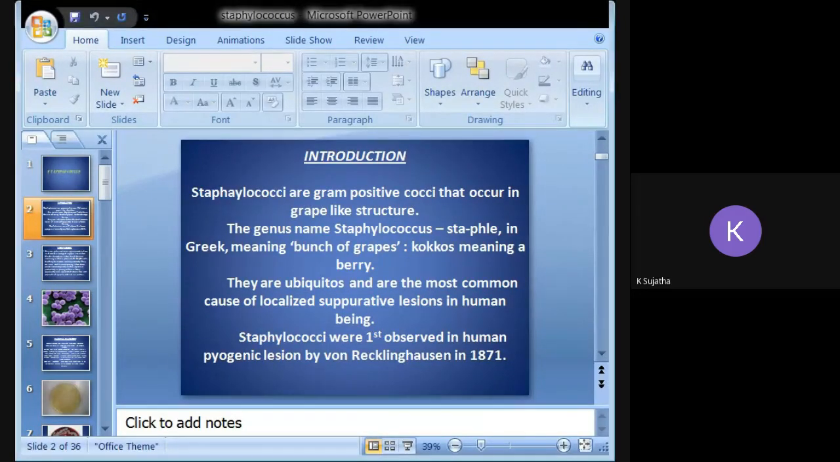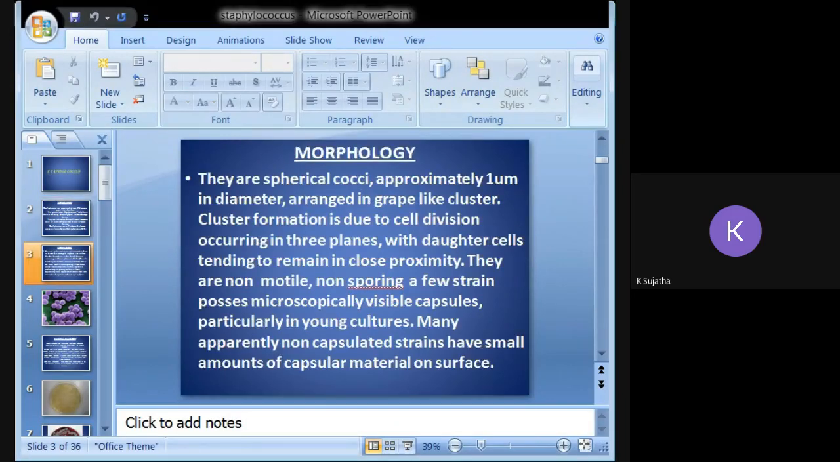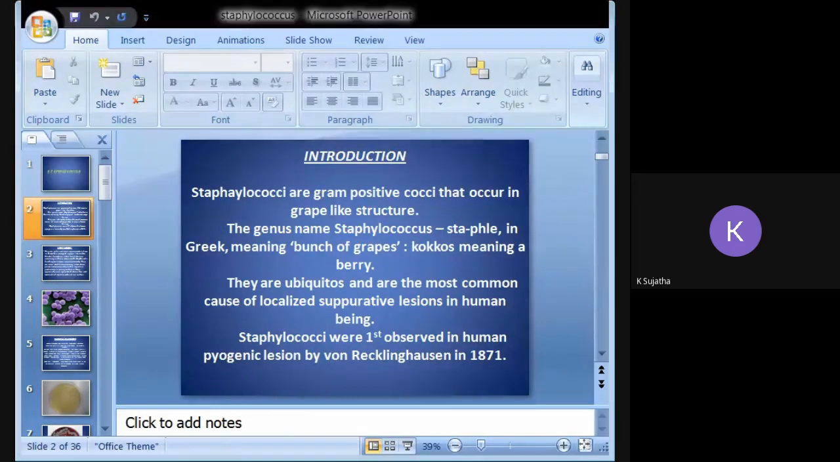So food poisoning is caused by enterotoxin. Staphylococcal scalded skin syndrome is caused by exfoliative toxin. Toxic shock syndrome is caused by toxic shock syndrome toxin. And erythematous rashes and blood clots are caused by cytolytic toxins and the coagulase enzyme. Okay, no? This is the introduction. This bacteria was first observed in a human pyogenic lesion by von Recklinghausen in 1871.